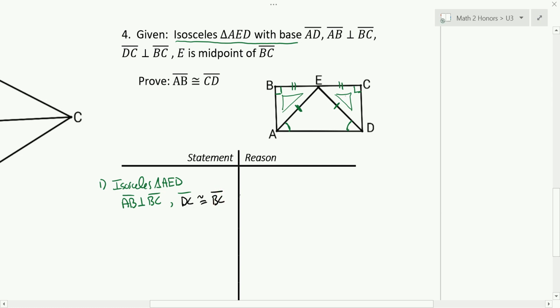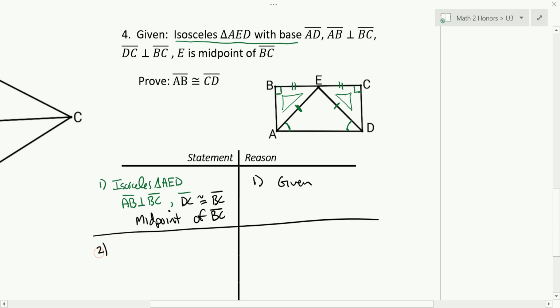All right. And it says midpoints of BC. Okay. And that's given. That's how we start it. And we got to take it from there. And there's a little bit of freedom.